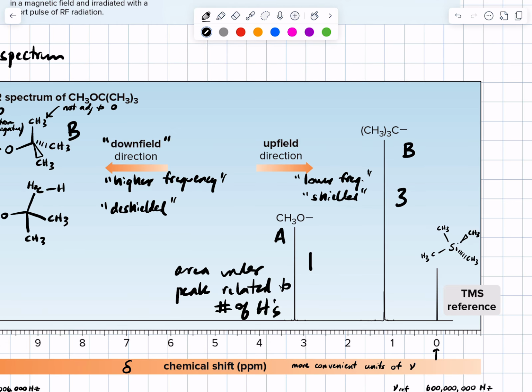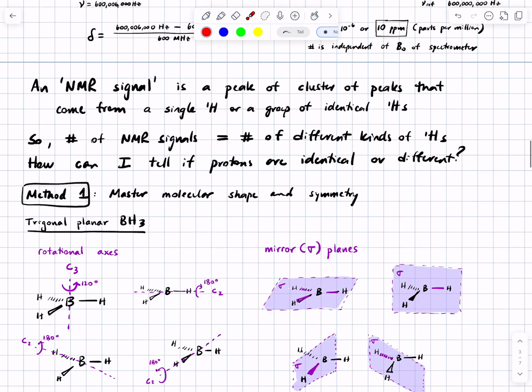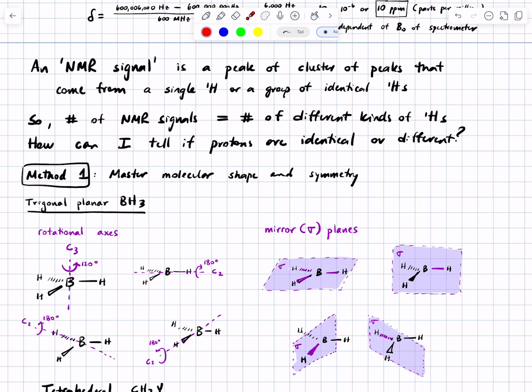So though it's not clear now, it'll be obvious to you later that the protons that are farther from the oxygen should show up at a lower chemical shift, or should show up shielded, relative to the protons that are closer to the oxygen. Questions about that? All right. So before we dig into the depths of understanding NMR spectra, we need to review molecular symmetry. Why are we doing this?